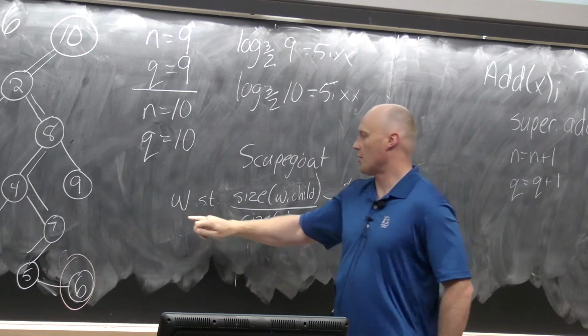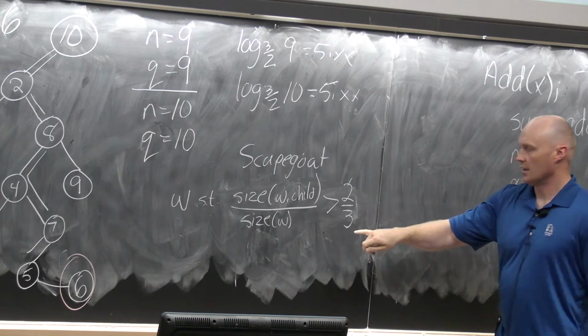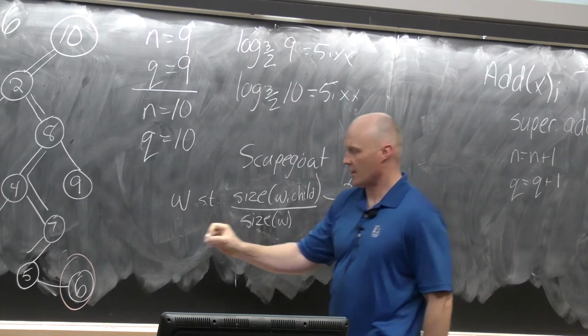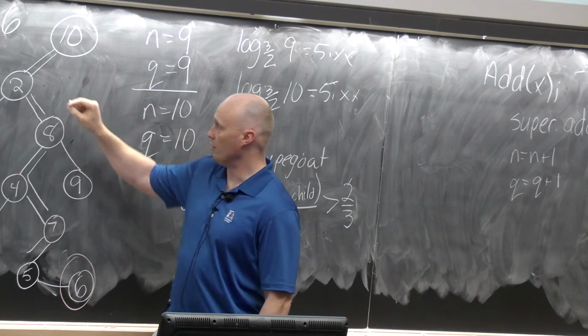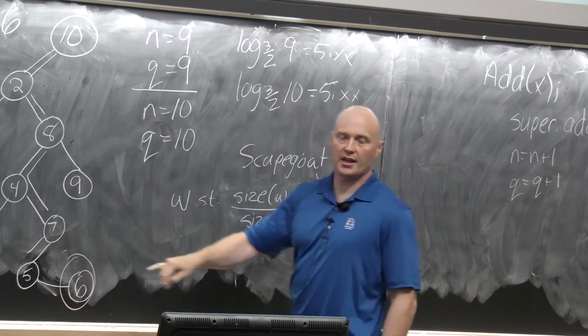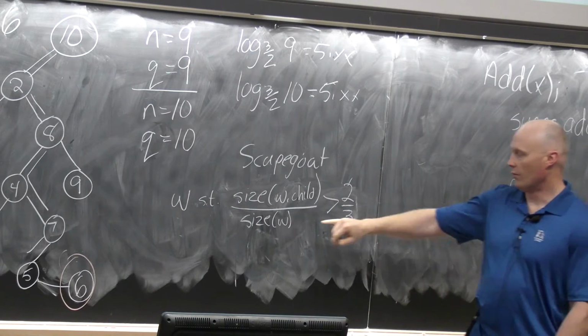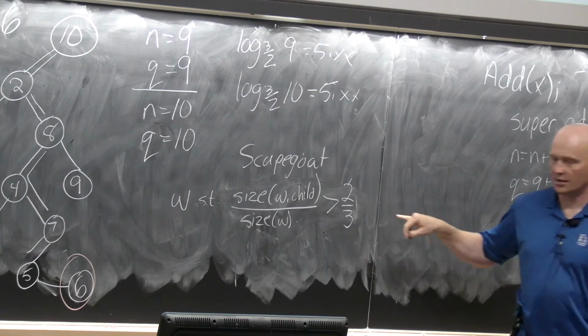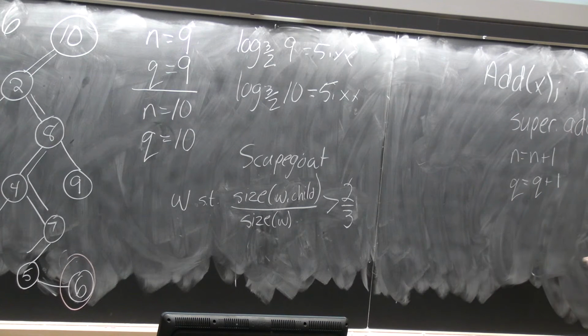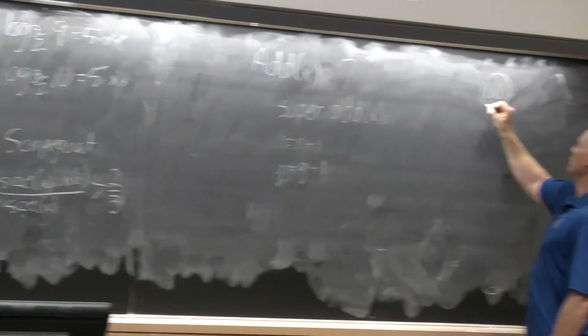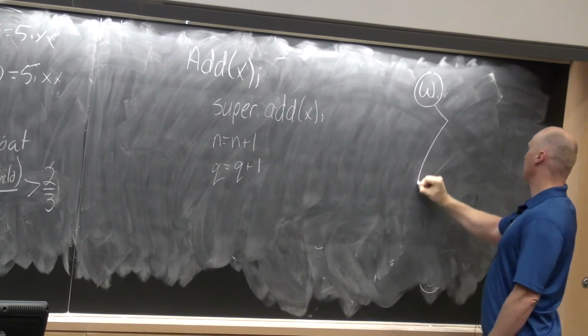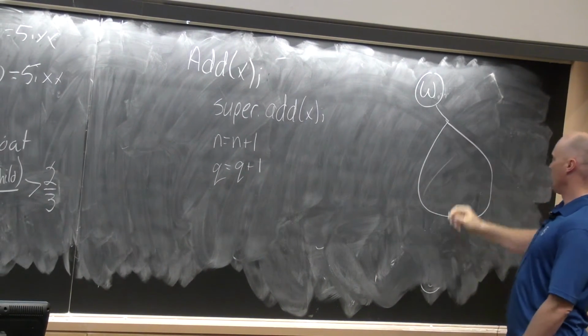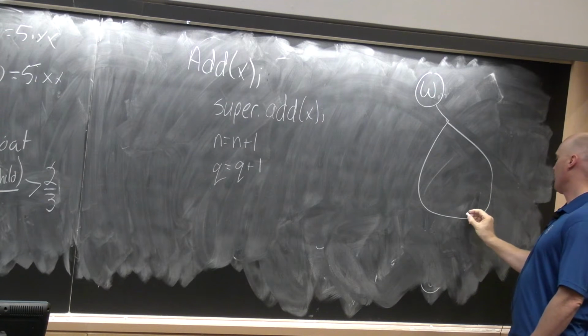So our scapegoat is a node W such that as we go up the path back to the root, the size of the child that we encounter over the size of W itself is greater than 2/3. What that means is, this is W, and we've inserted X down here somewhere.